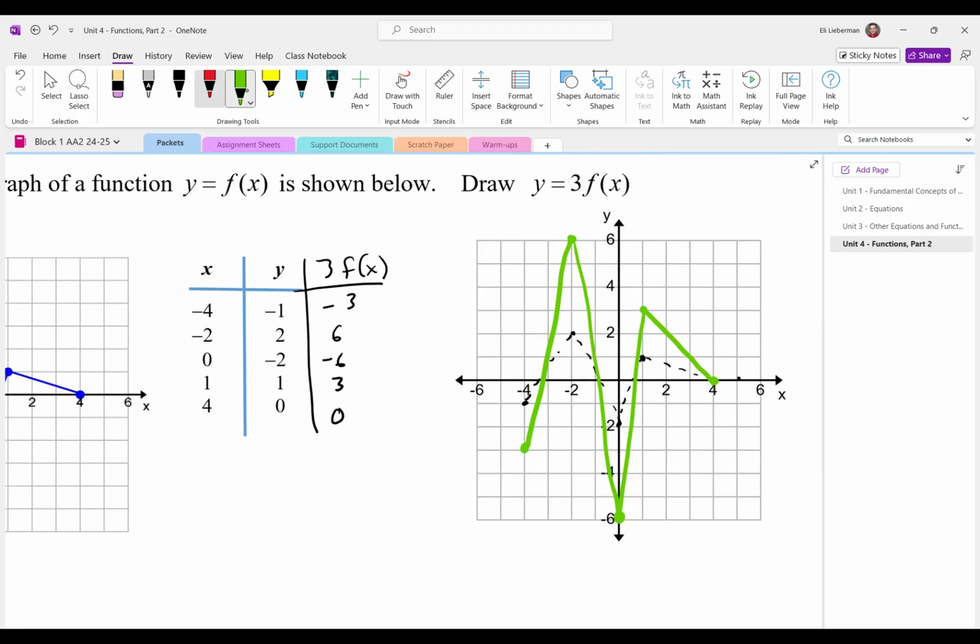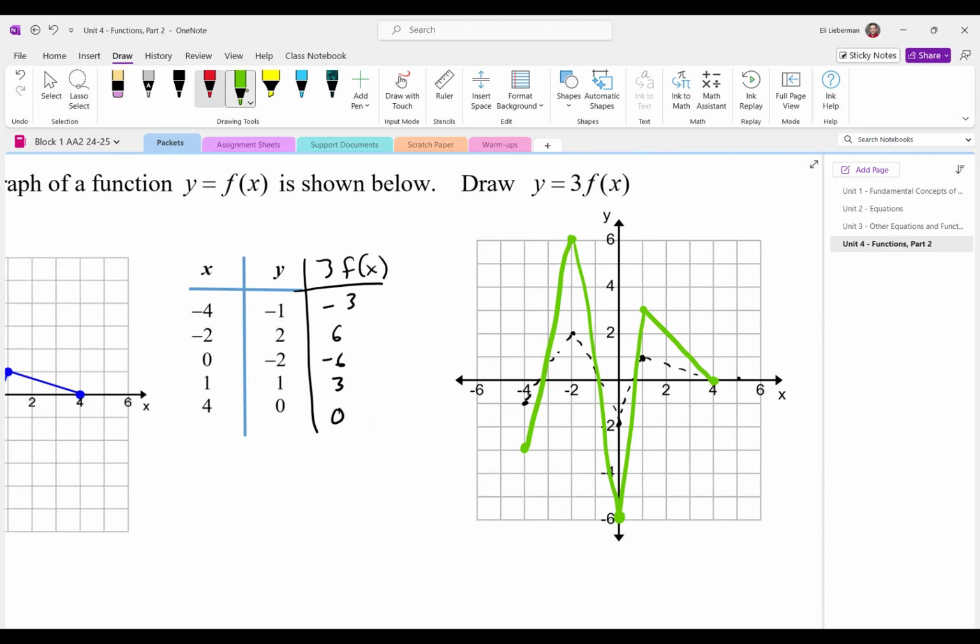Notice that I still have the dash from there. It's definitely not a translation. It's not a shift to go from the original to what we've done here. What do you think it's called? It's a stretch. In this case, it's a vertical stretch. Does that make sense? And I have a gesture for vertical stretches.